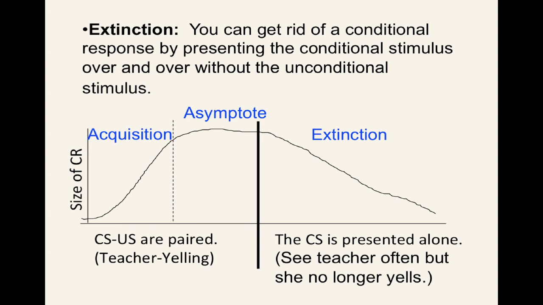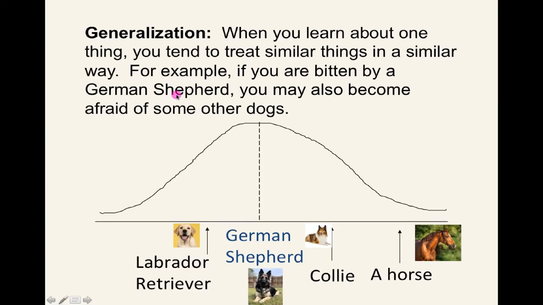So let's think a little bit about the example we just did with the dog. So you got bit by a German Shepherd. German Shepherd in this case would be the conditional stimulus. The bite would be the unconditional stimulus. So what would that look like if we presented the CS without the US? Well, the person would just have to be around a German Shepherd that didn't bite, right? And that's exactly what extinction would be.